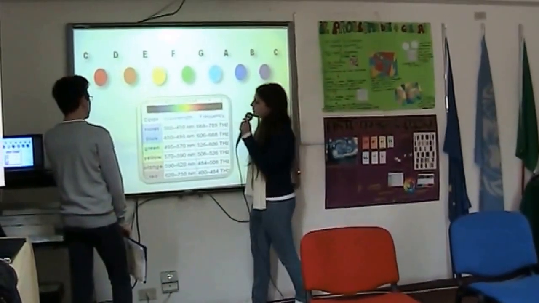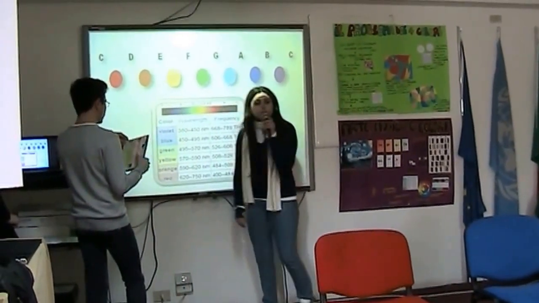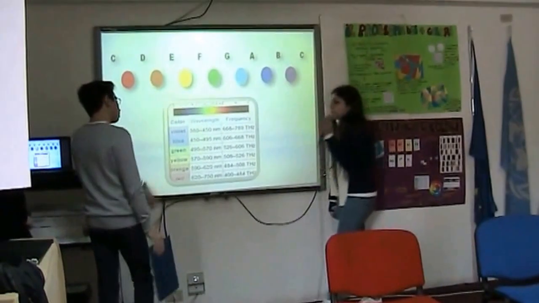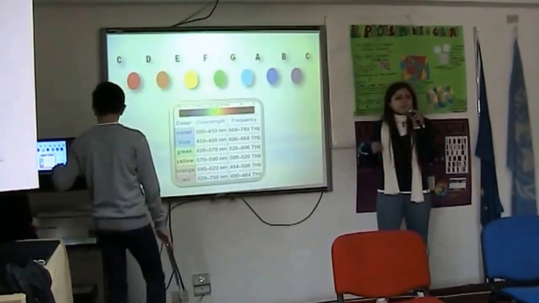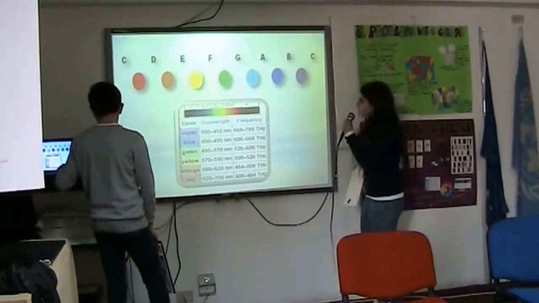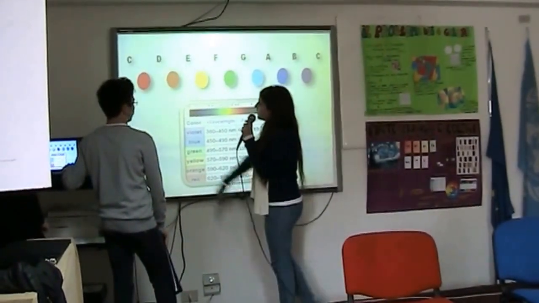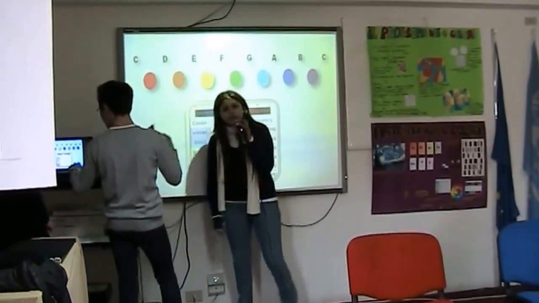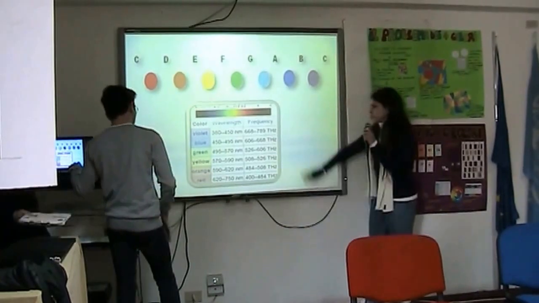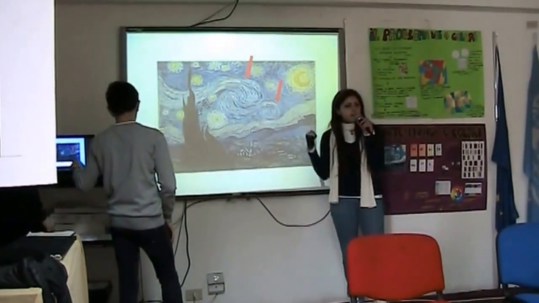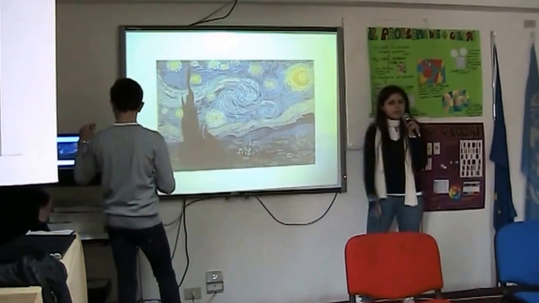You can also notice that there is a correspondence among the ratios of the intervals from one note to its following one and colors. For example, as you can see, between C and D, the color is red because of the frequency. You noticed this painting? Do you know it? Yeah.